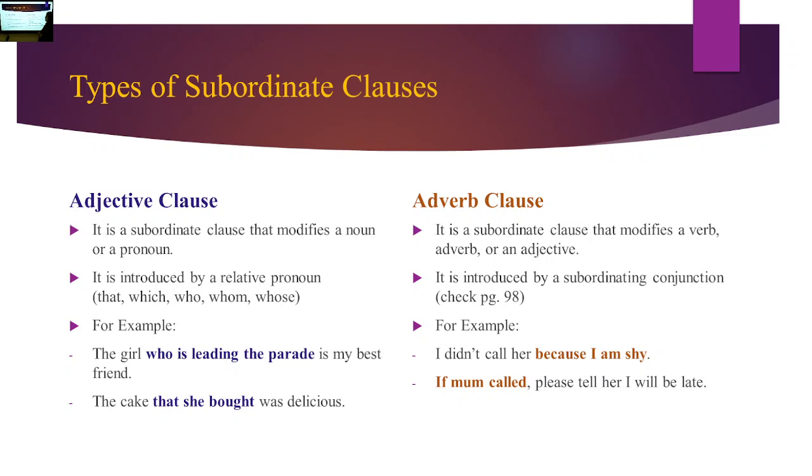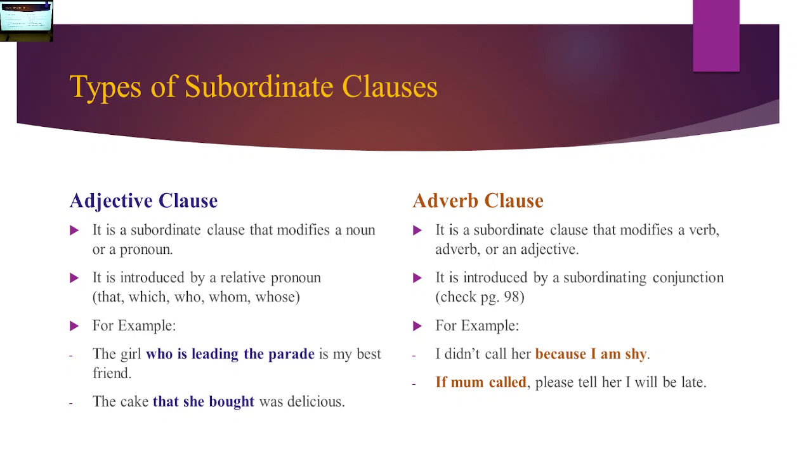We have many types of subordinate clauses, like an adjective clause and an adverb clause. An adjective clause is a subordinate clause that modifies a noun or a pronoun. Okay? It is introduced by a relative pronoun. So put it in your mind. The adjective clause is introduced by a relative pronoun like that, which, who, whom, and whose.